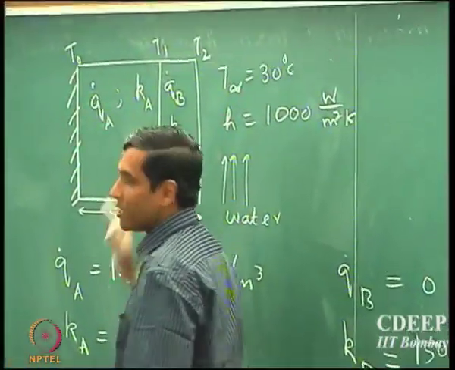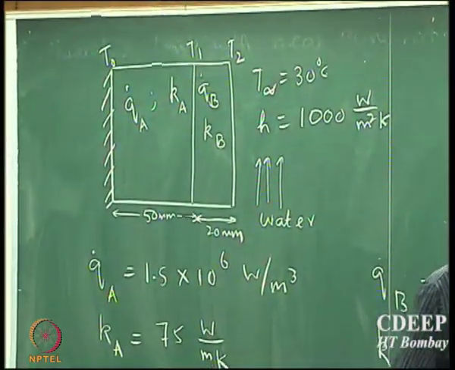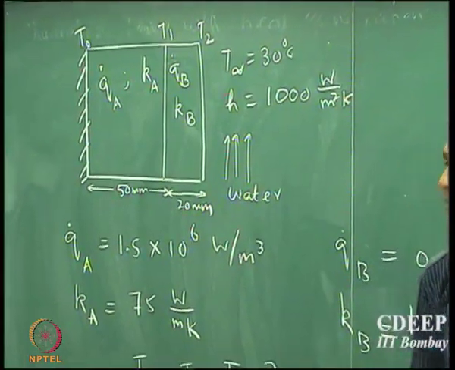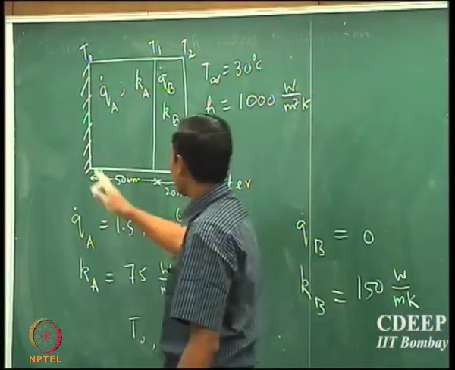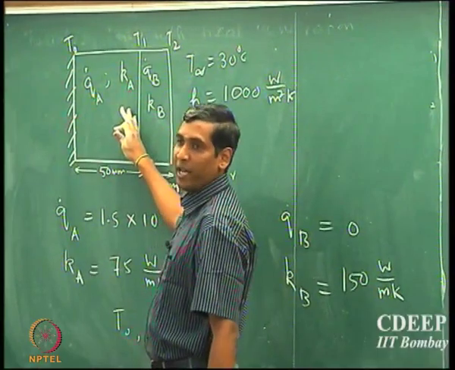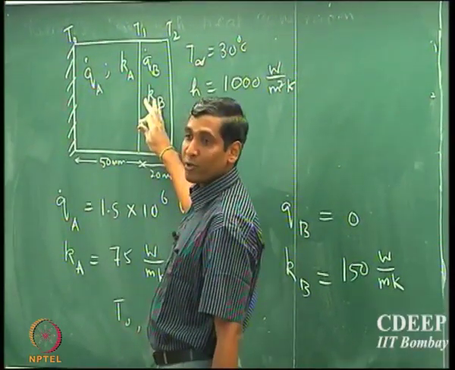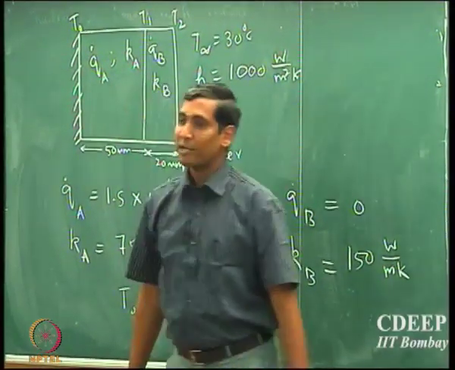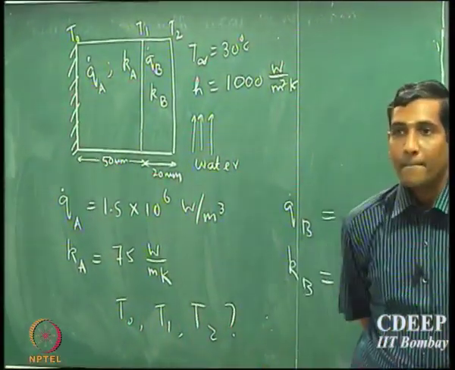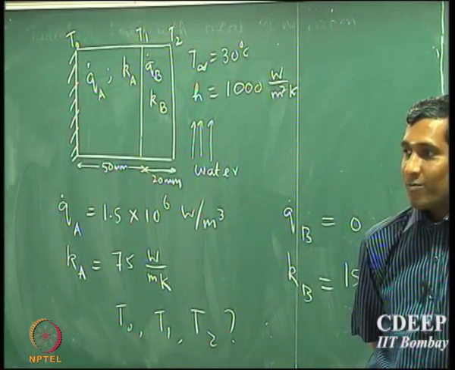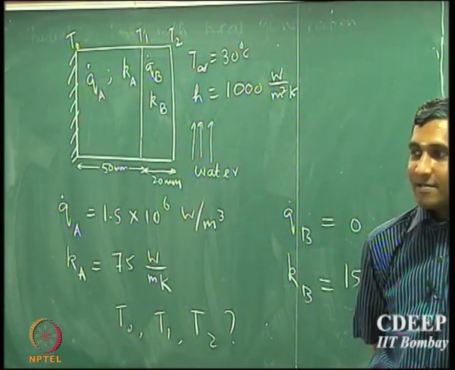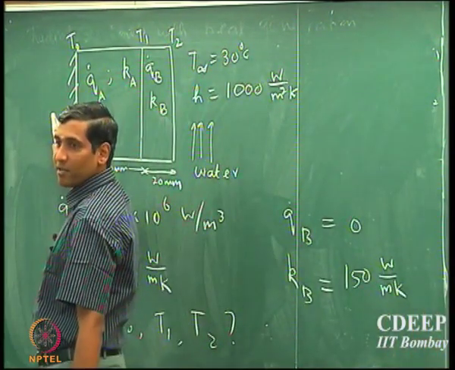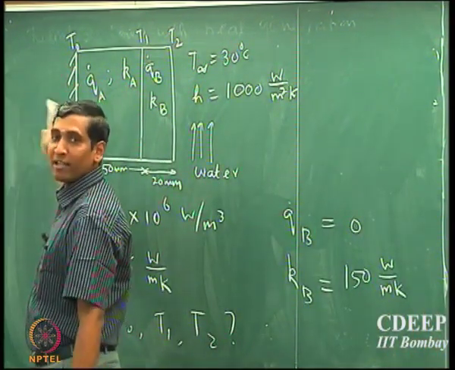So what is happening at this interface? Heat flux is the same because whatever heat is being transported from slab A is being transported to slab B at that interface. Okay, what is the flux at that interface? Note that this end is adiabatic, right? So there is nothing leaving on this end.